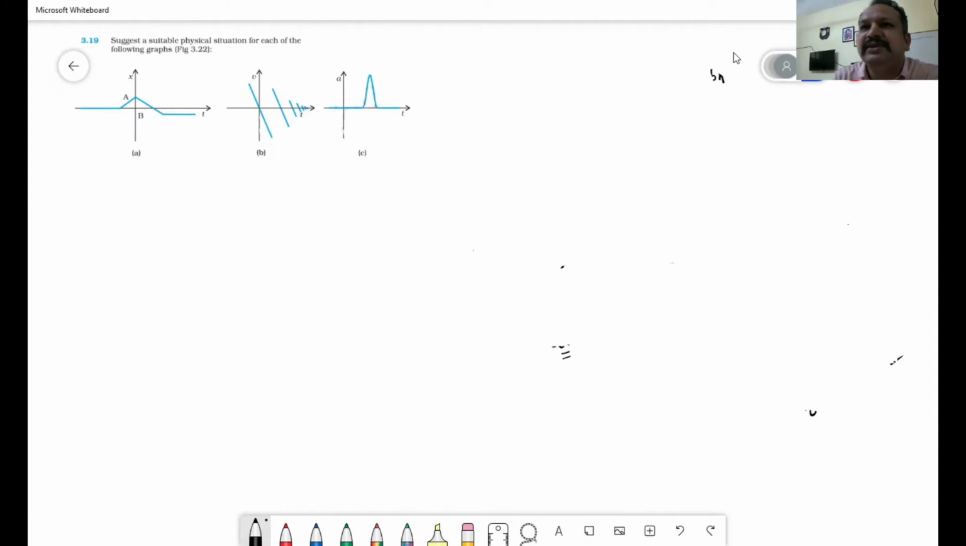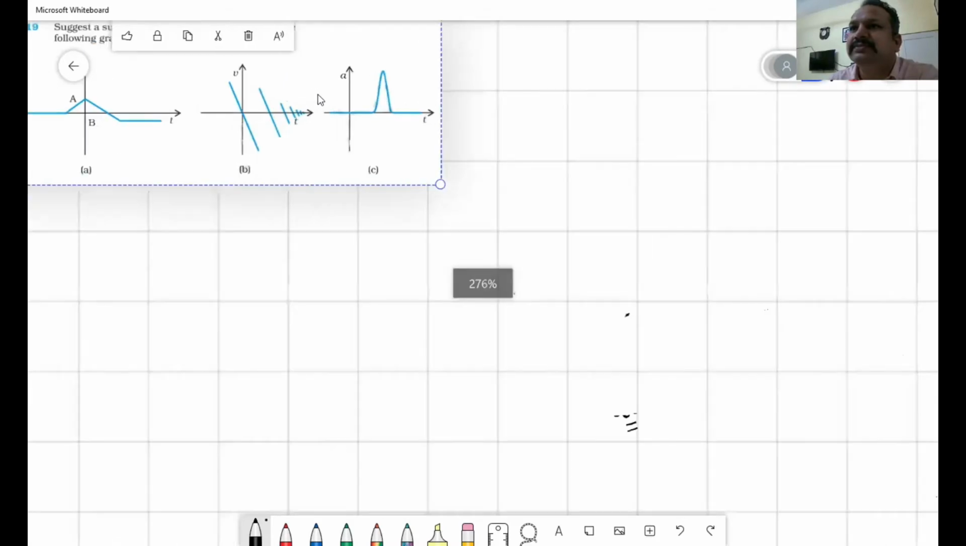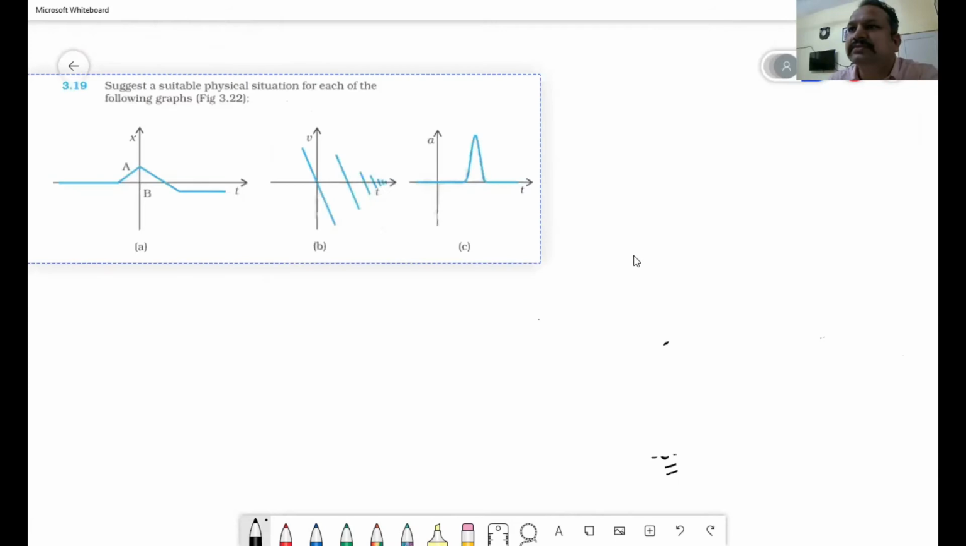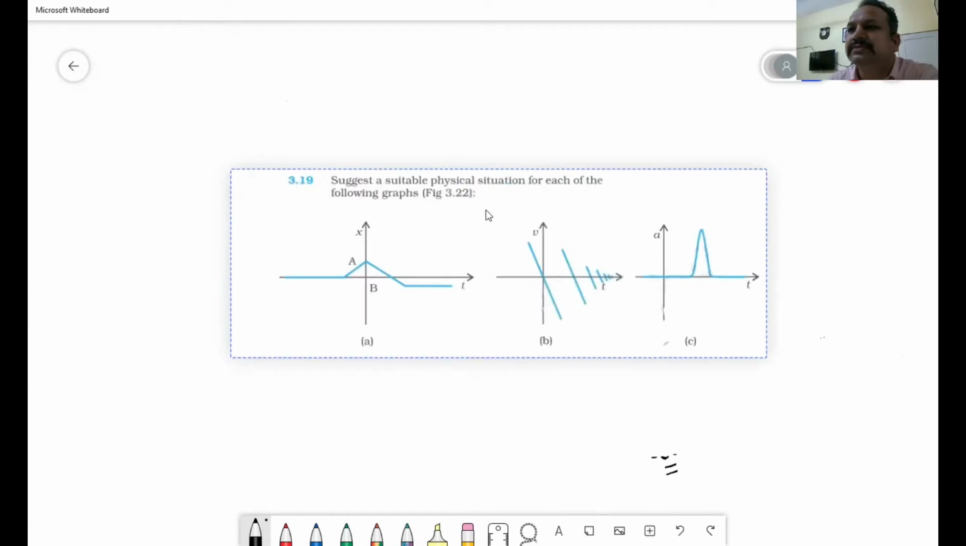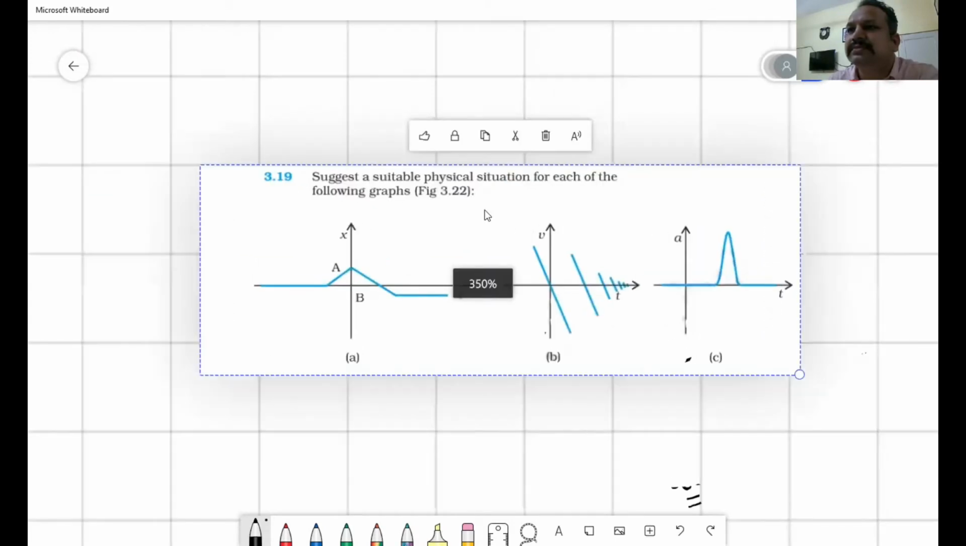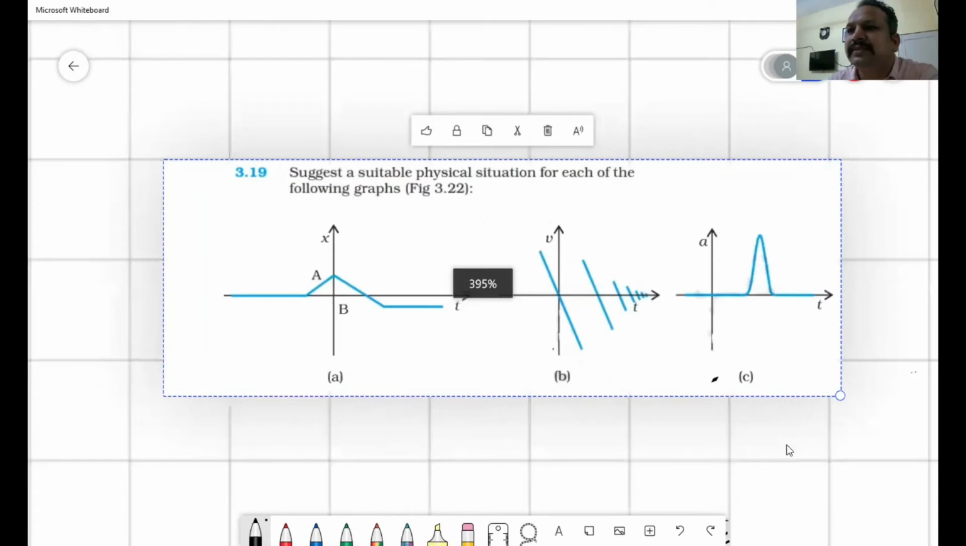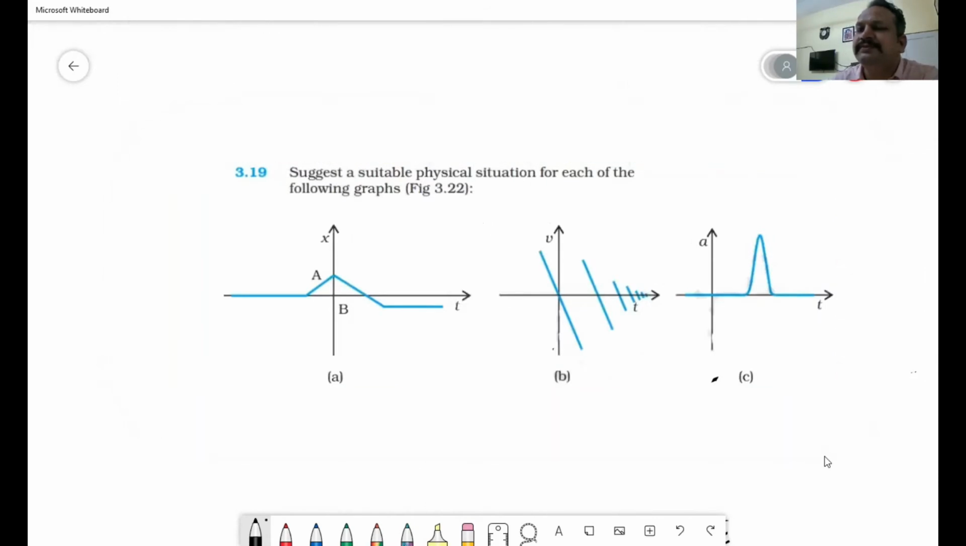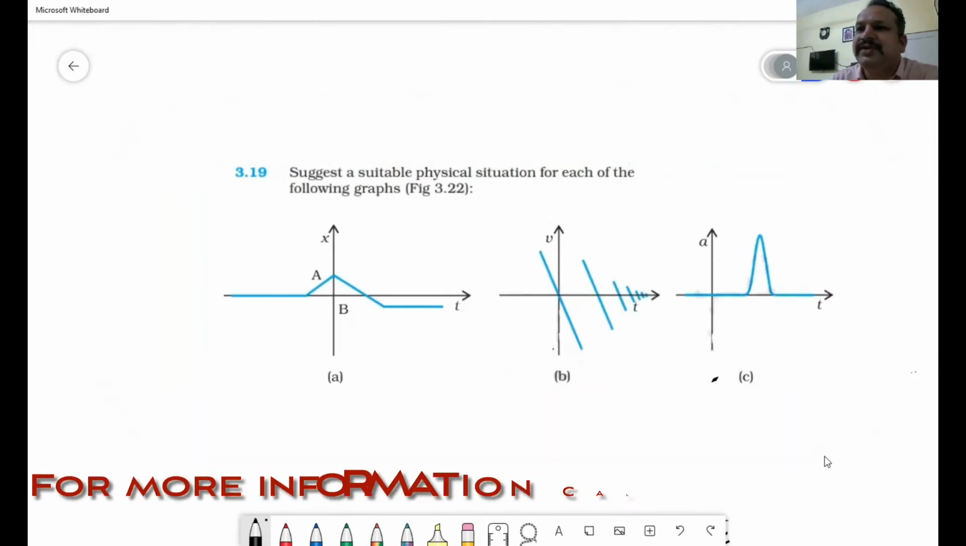the first situation. Now you can see over here.